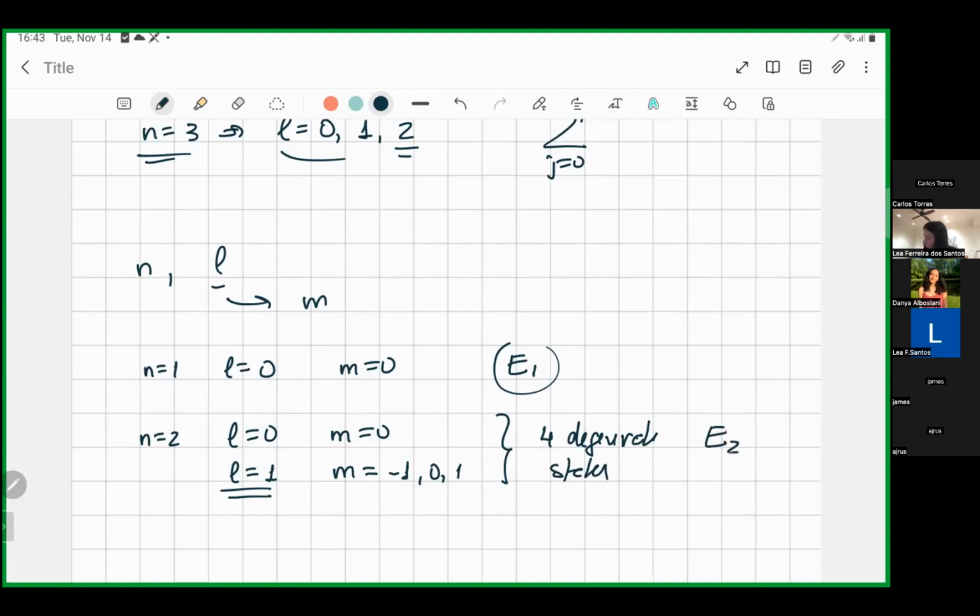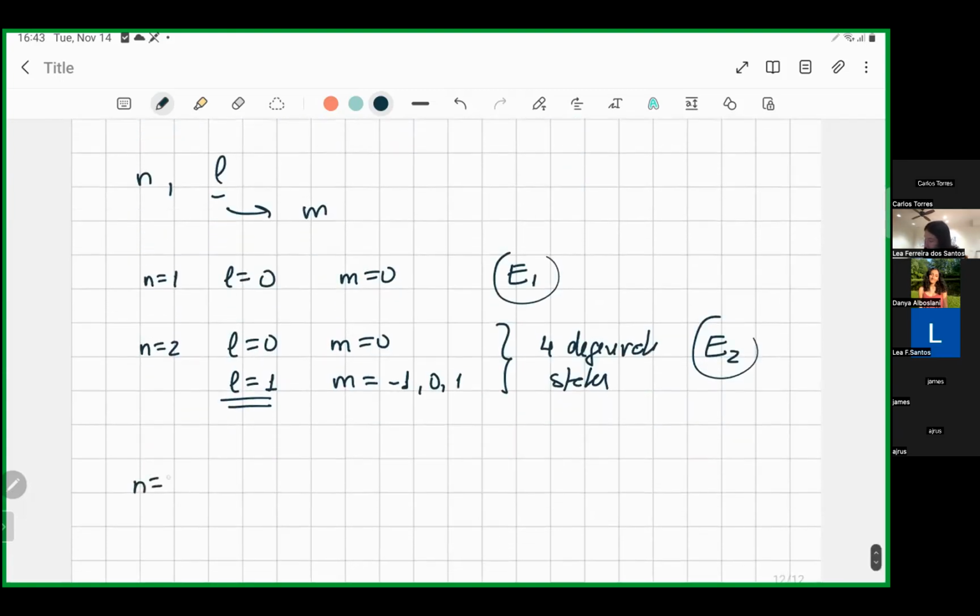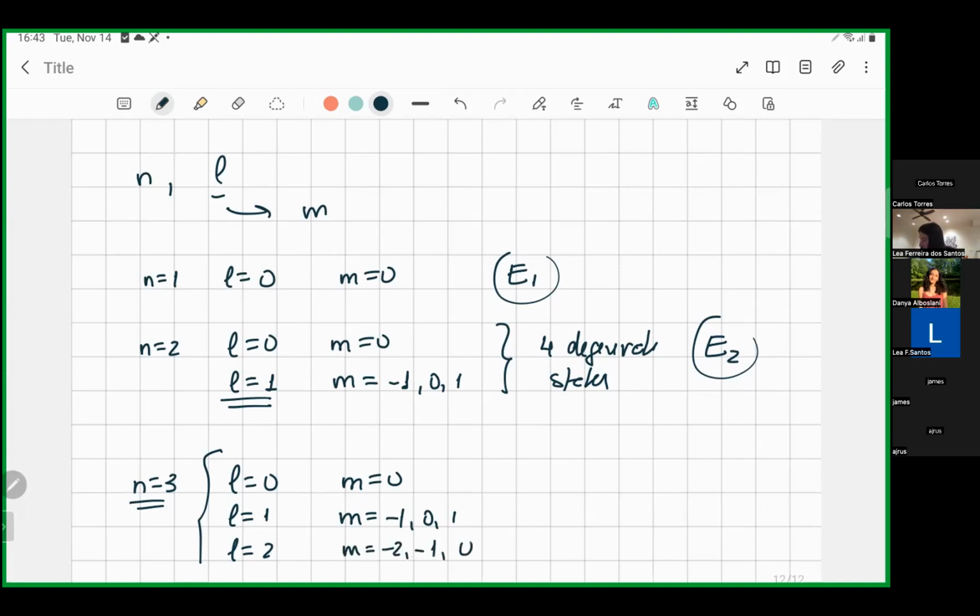with energy E2. Pick another case, N=3. L can be 0, and then M is equal to 0. L can be 1, and then we have -1, 0, and 1. But L can also be 2. That's the maximum value of L when N is 3. And then what do we have? -2, -1, 0, 1, and 2. So that means 5 possibilities here, plus 3, plus 1. So we have 9 degenerate states, all of them with energy E3, and so on.